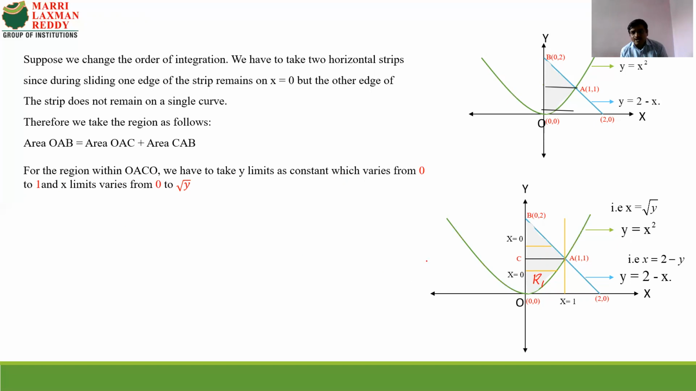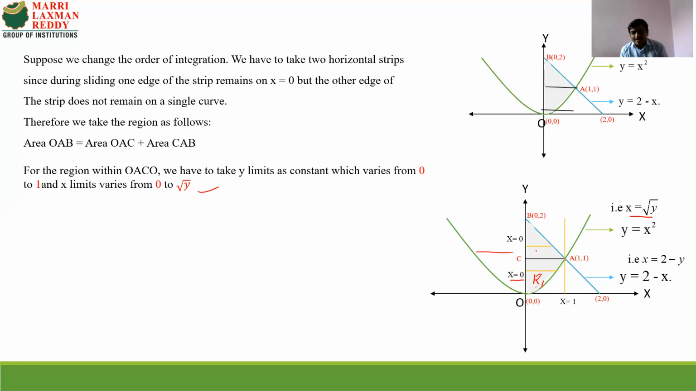And now we'll find the limits of x in terms of y. In region R1, the parabola is involved. Since only one curve is involved here, that is a parabola, from this parabola we can get x equals root y. And similarly, we have x equals 0, which is the y-axis, throughout this region. So the x limits vary from 0 to root y.